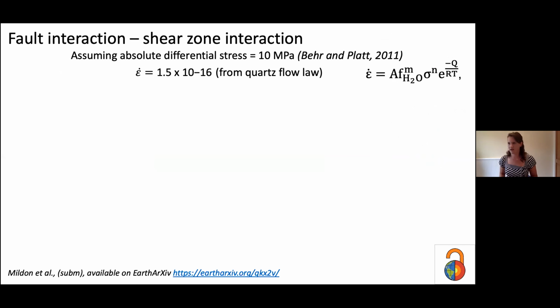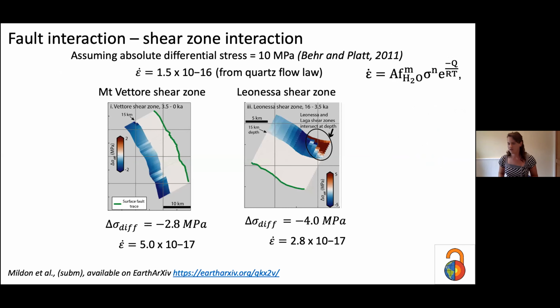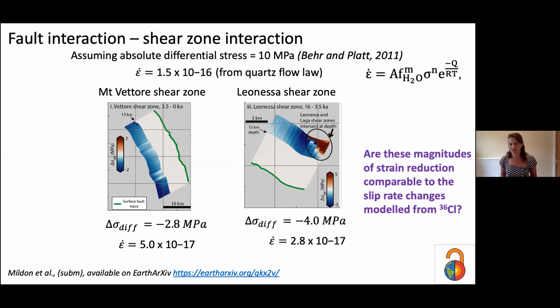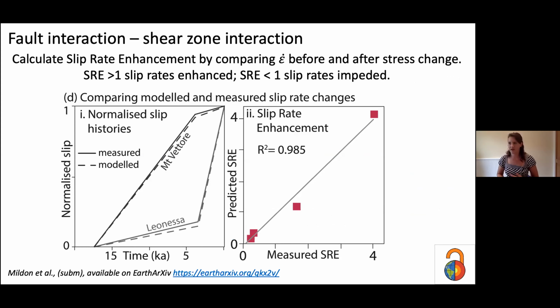And we can calculate how this would reduce. Essentially, we take a baseline strain rate, which is based on 10 megapascals differential stress, from Behr and Platt, and we calculate the change in strain rate as a result of the change in differential stress. So the important question is, are these magnitudes of strain reduction comparable to the slip rate changes that we see from chlorine-36? By looking at the slip rate enhancement, so whether the fault is speeding up or slowing down relative to its long-term slip rate, we see that actually we get really good agreement for the two faults that we studied.